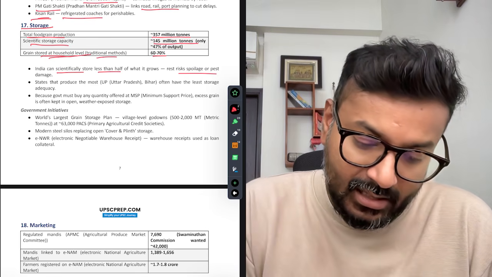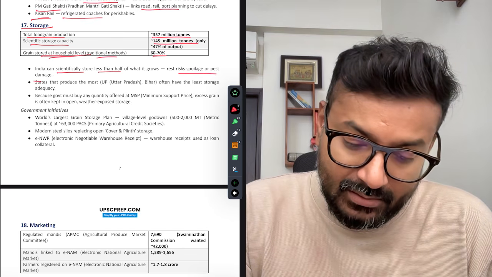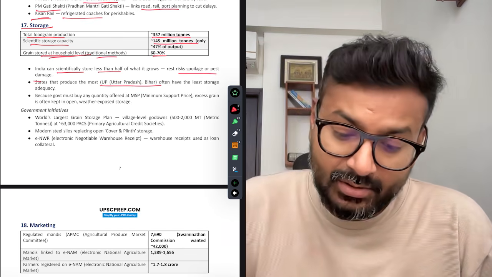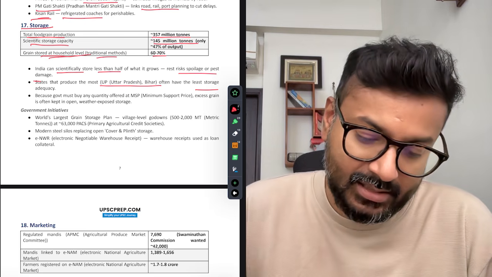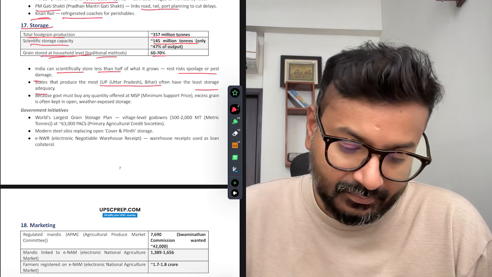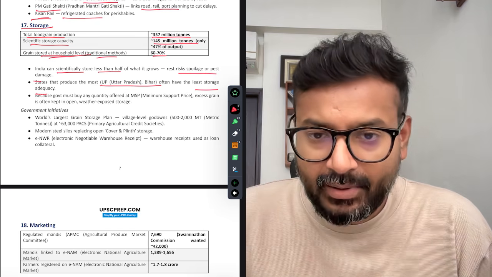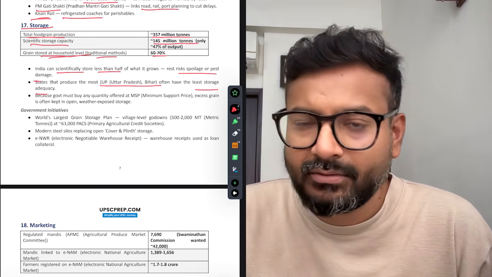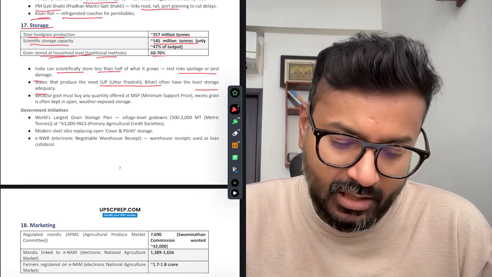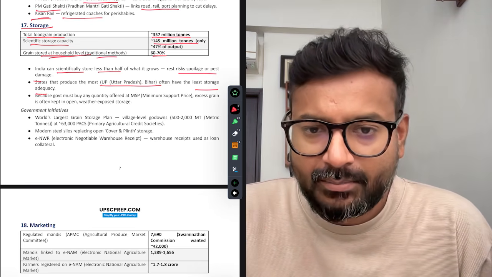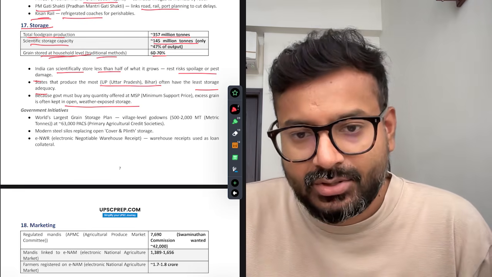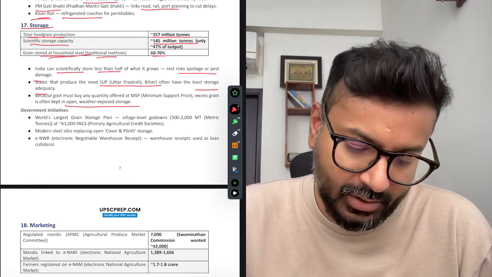Most of the produce, either in UP and Bihar, which produce most of the agriculture produce, there they have the least storage capacity. And even then the government has assured that we will buy everything, but the government does not have the storage capacity. So what they generally do is they procure from the farmers but store it in open weather exposed storage, and that again leads to a lot of spoilage.